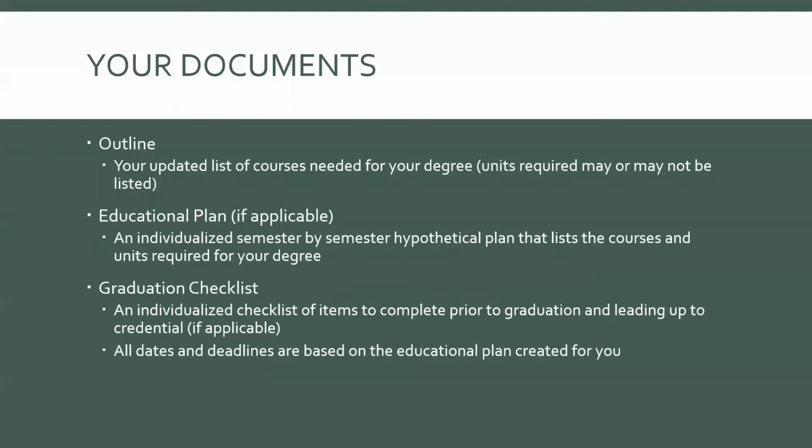First and foremost, we wanted to talk about the documents that you received prior to this. When you signed up for the workshop, that put you on a list for the three of us to prepare your files. So you were sent via email an outline, an educational plan, if applicable. Not everyone got one, but most of you did. And then a graduation checklist. We'll be going through each of these individually to go over what they are, how we use them, and how we encourage you to use them.